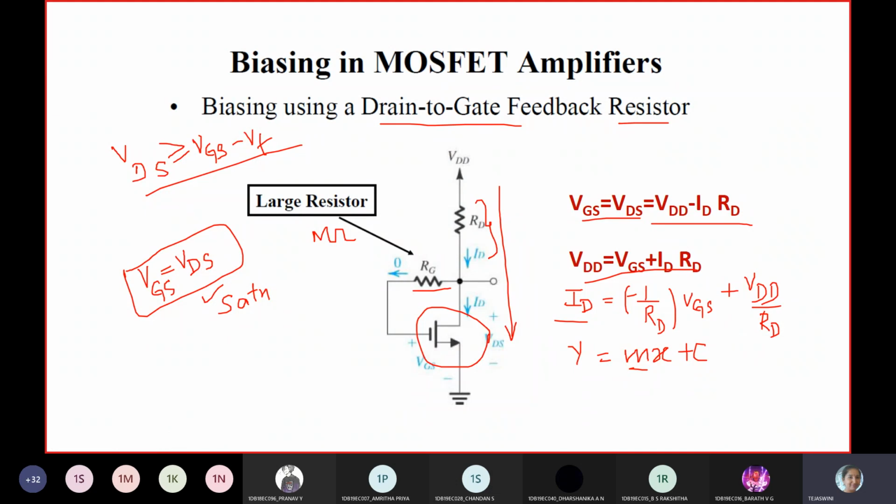So this completes your biasing techniques. Next class we will discuss small signal operation and models. We have to derive an expression for signal current in the drain terminal. Here also you need to remember the notation, small ID, capital ID. Transconductance gm.